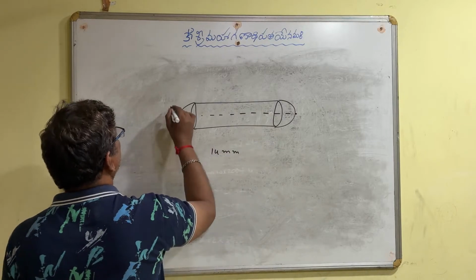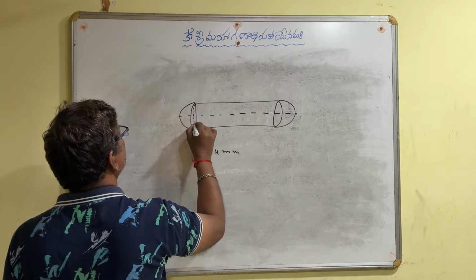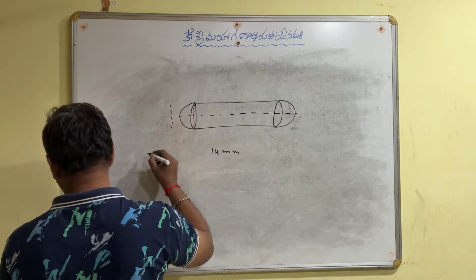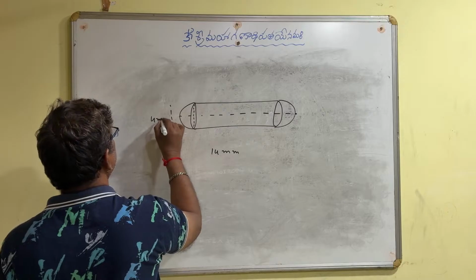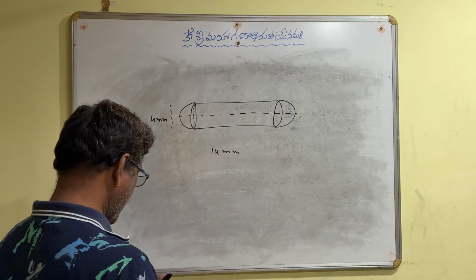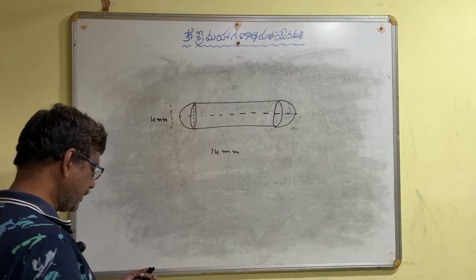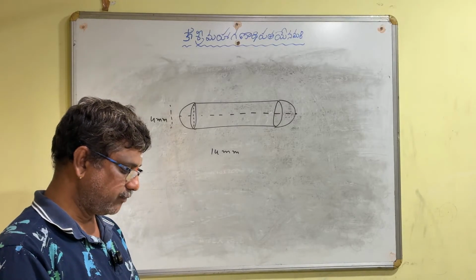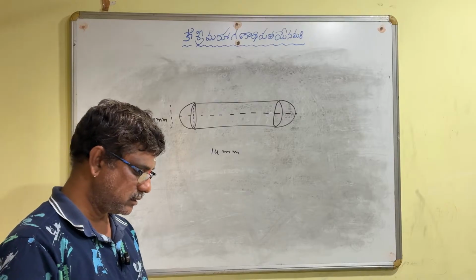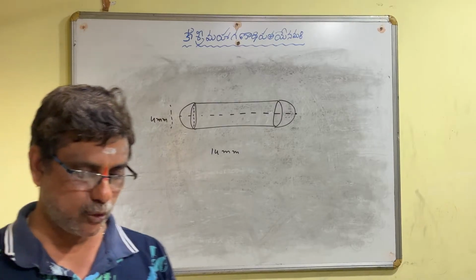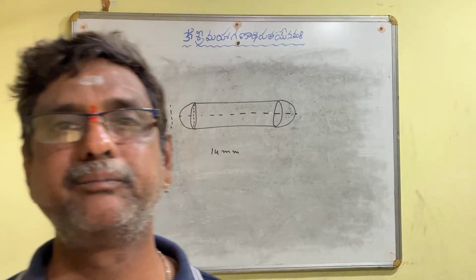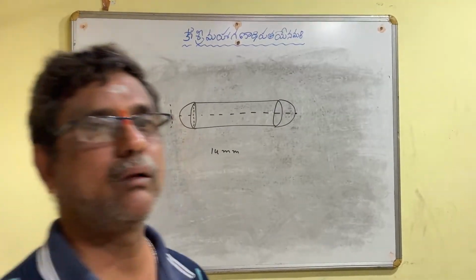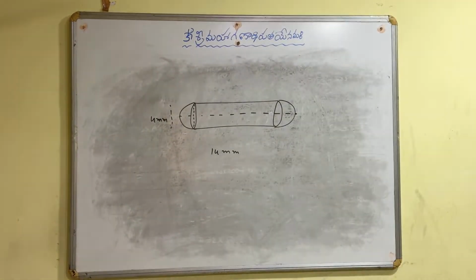and diameter of the hemispherical end is given as 4 mm, on both ends. So what you have to find out? You need to find out the surface area of the capsule as well as the volume of the capsule.